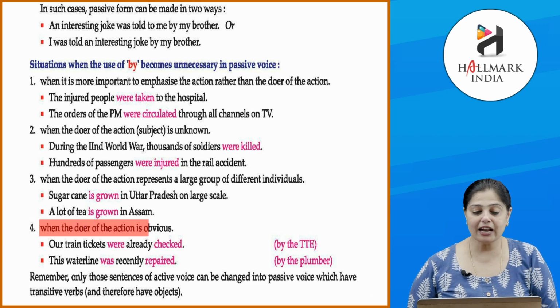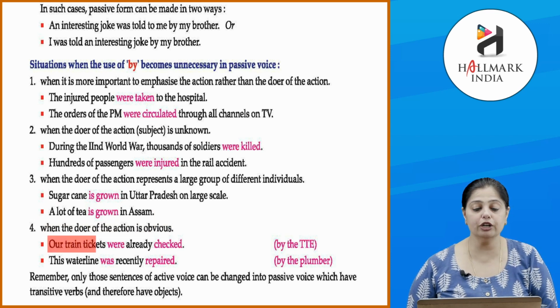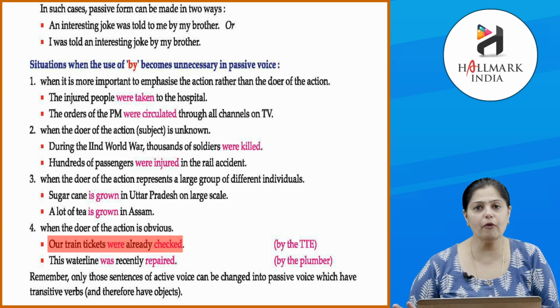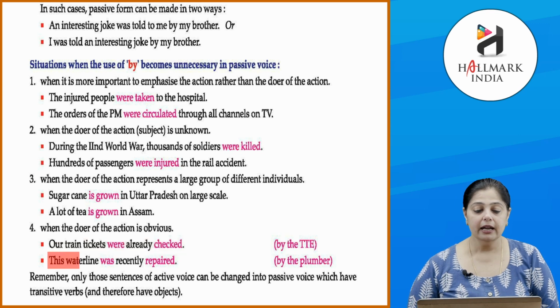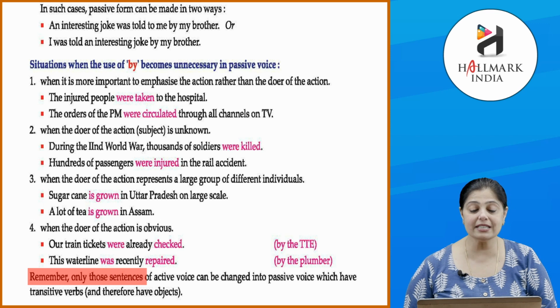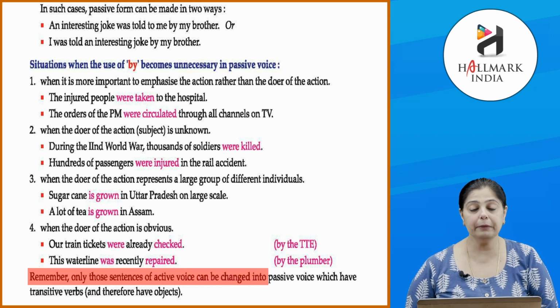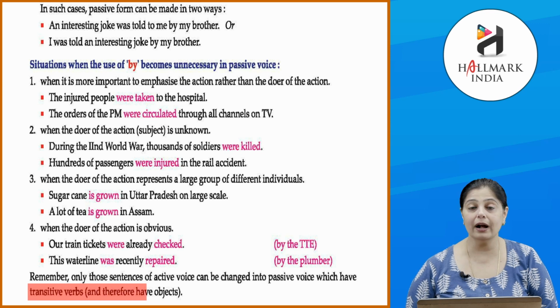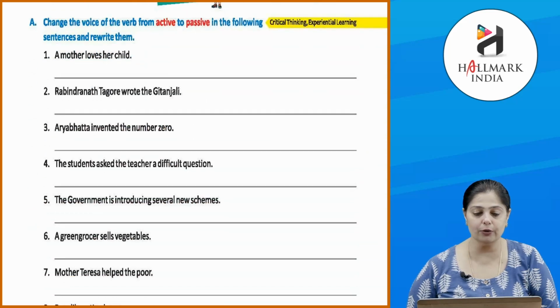When the doer of the action is obvious. Our train tickets were already checked. Okay, so we know it is obvious. Who checks the tickets? TTE. By the TTE. This water line was recently repaired. So, we know who repairs the water lines? The plumber. Okay. Remember, only those sentences of active voice can be changed into passive voice which have transitive verbs and therefore have objects. So this is a basic rule you should always know.